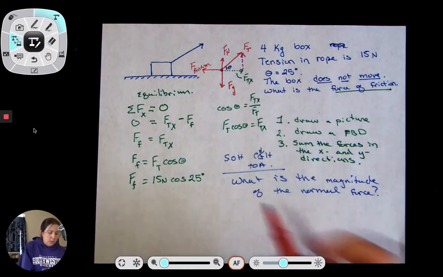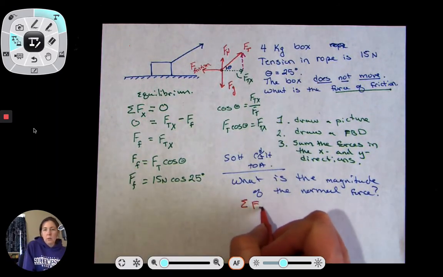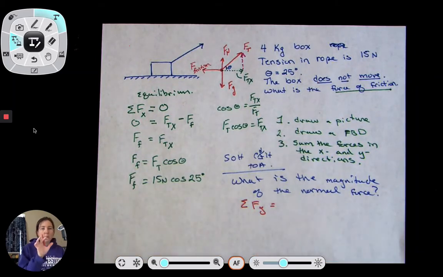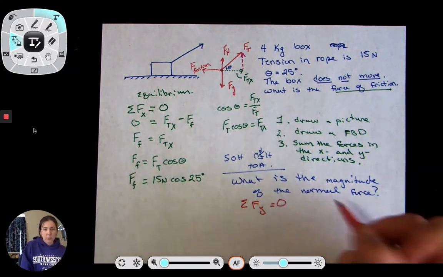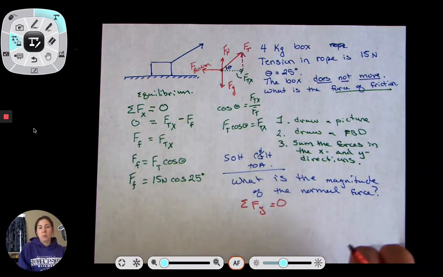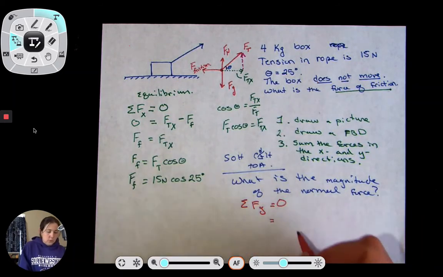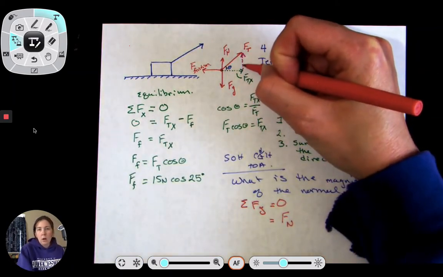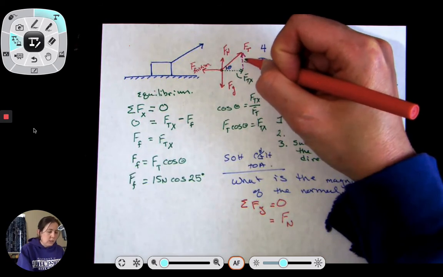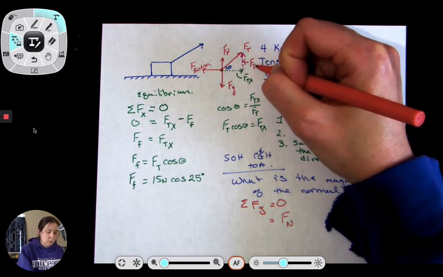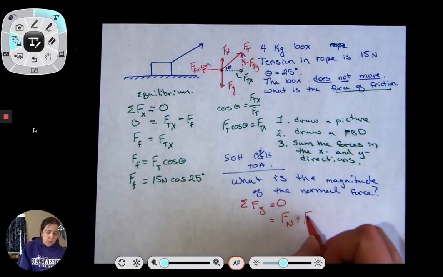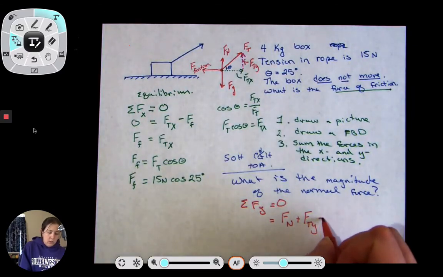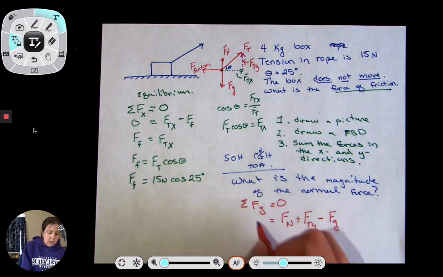All right, so the sum of the forces in the y direction: it's not accelerating up or down, it's moving at a constant speed, or that speed is 0, so it's not moving. So the sum of the forces in the y direction is going to be equal to 0. So we take all of our upward forces. We get the normal force going upward, and then we get this part of the force of tension that is in the upward direction, or the force of tension in the y. So the normal force plus the force of tension in the y direction minus the force of gravity is going to be equal to 0.